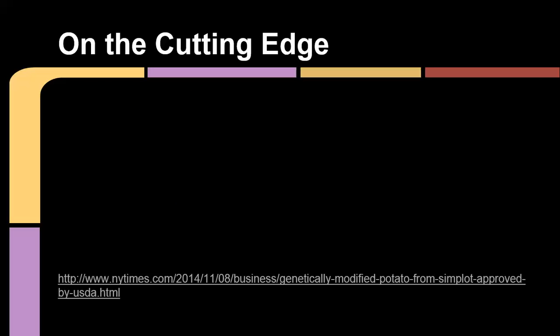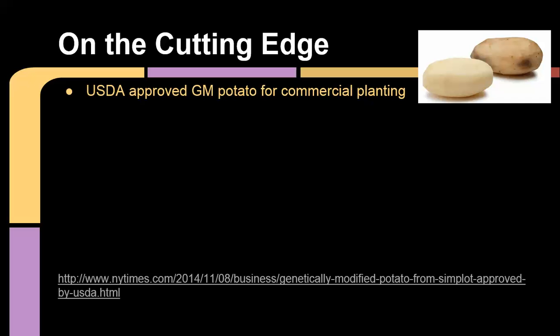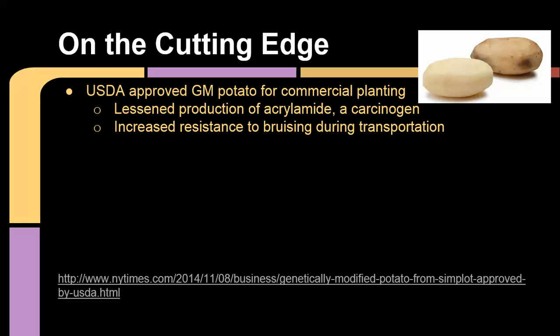On November 7th, a New York Times article was published explaining that the U.S. Department of Agriculture had just approved a genetically modified potato for commercial planting. Some of the reported benefits of this potato are decreased levels of acrylamide, which is a carcinogen or cancer-causing agent that is produced when potatoes are fried. Compared to unmodified potatoes, these GM potatoes produce 50 to 75% less acrylamide when fried. Additionally, the potato is more resistant to bruising during transportation.